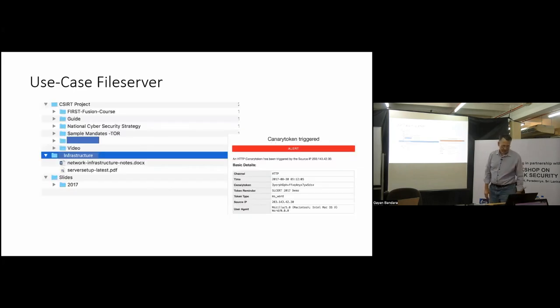If you have a look here, this is an example in a file server. Someone's created these two documents, infrastructure-notes.docx. And you can also set it up as a PDF, so server-setup-latest.pdf. So a malicious actor is going to come in, find those documents. Oh, that's interesting. And if they download those documents to their own system, so they exfiltrate it, you will also be told their IP address when they email you, depending on the canary token that you've got.